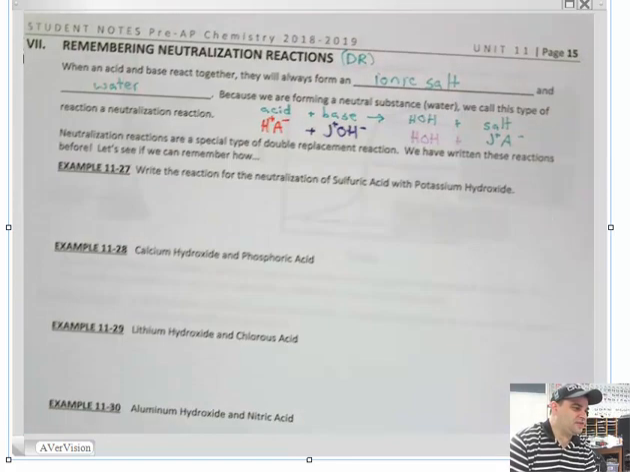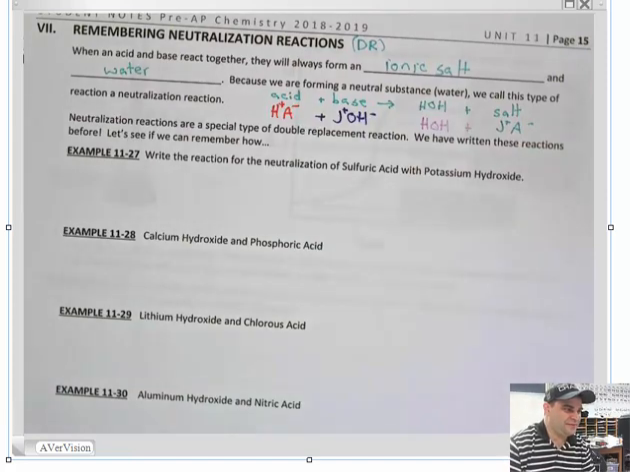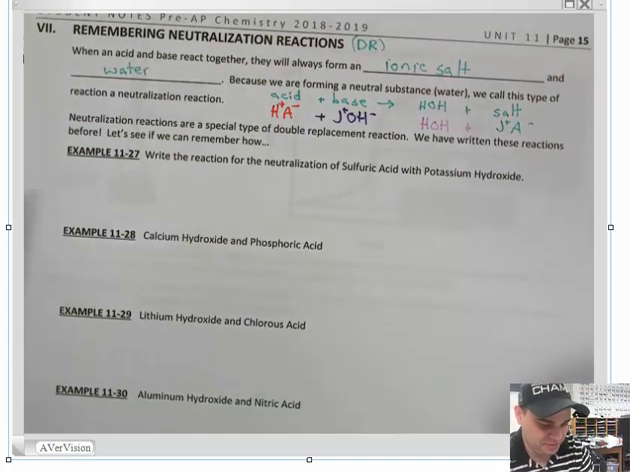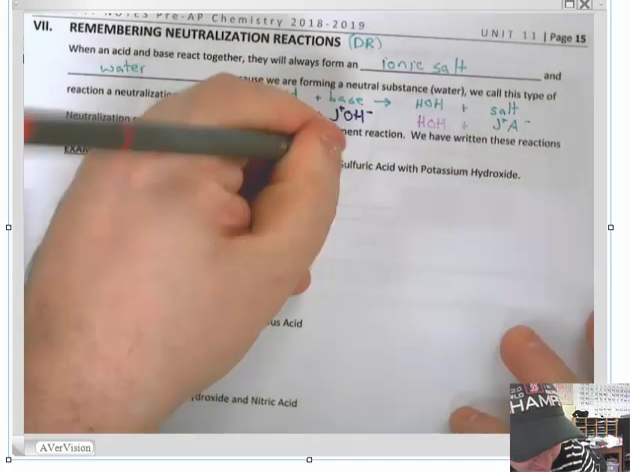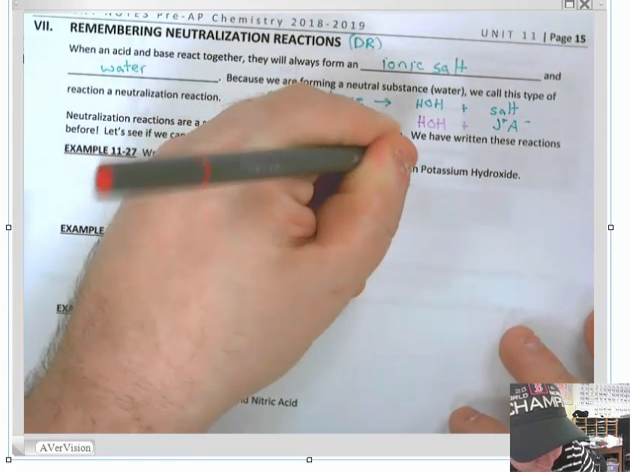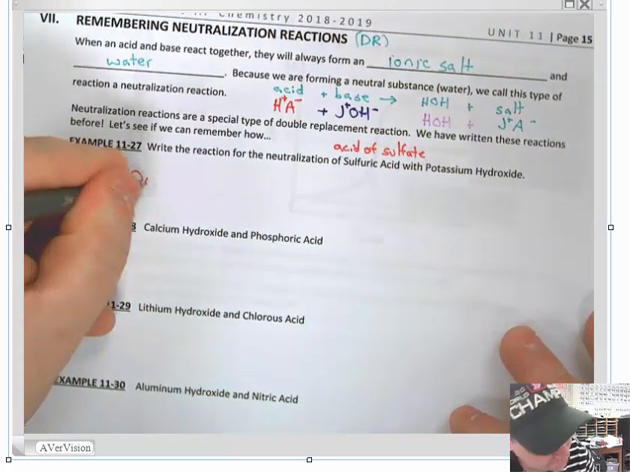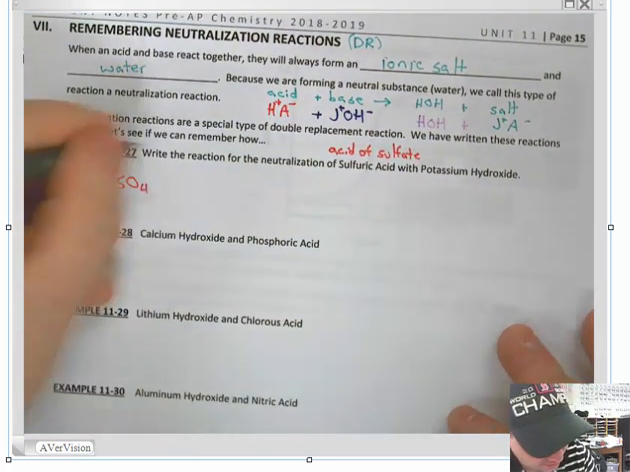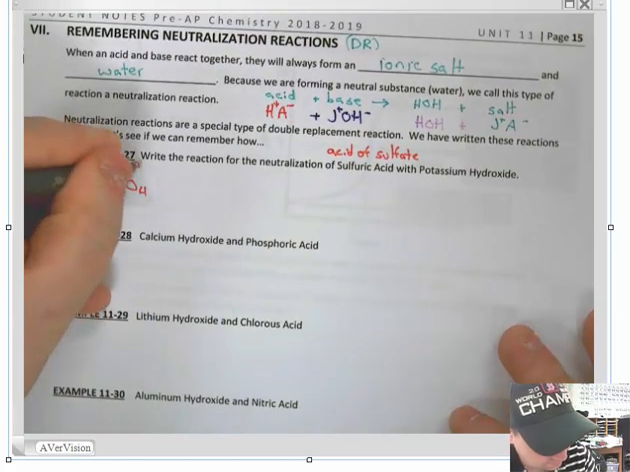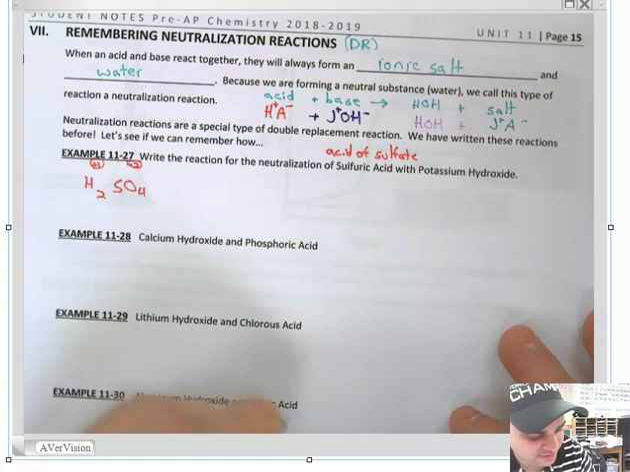Okay, remember, this is a special type of double replacement reaction. We have written these reactions before. So let's do the reaction of sulfuric acid and potassium hydroxide. Remember that sulfuric acid is the acid of sulfate. Okay, so we're going to have an SO4. Remember, sulfate is -2. Hydrogen is +1. So it's going to be H2SO4.